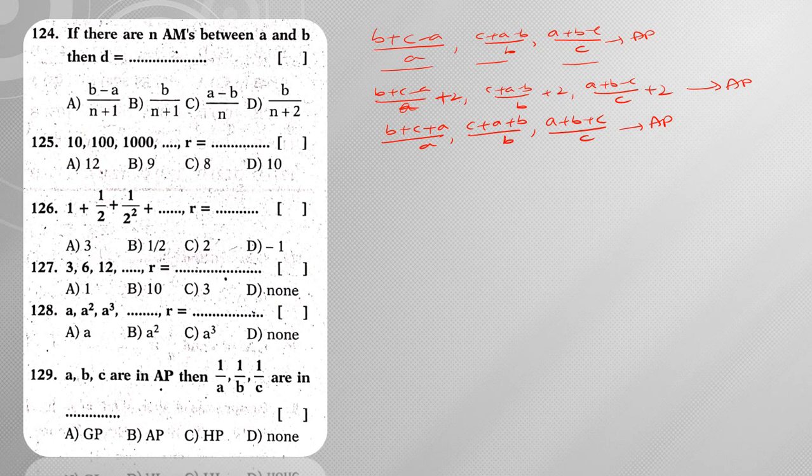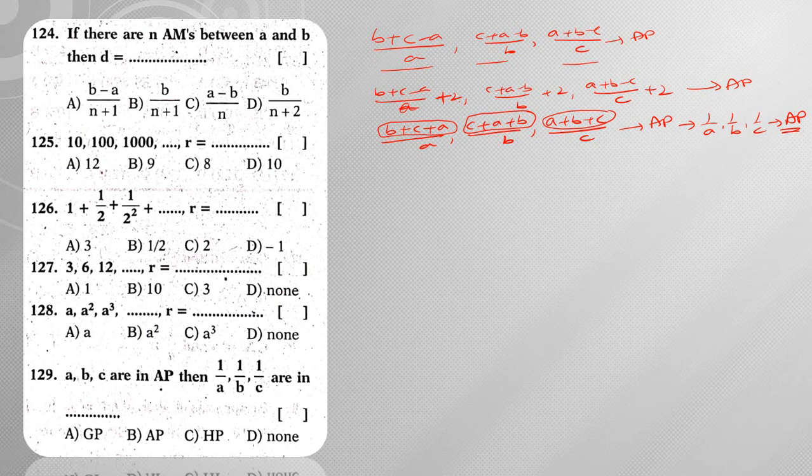Since all these three terms are in AP, what can we do? Whenever three terms are in AP, if I multiply or divide with a constant term, the resulting terms will again be in AP. Since all the numerators contain a + b + c, I am going to divide each term by a + b + c. Again what am I going to get? 1/a, 1/b, 1/c. Again this will form an AP, right?